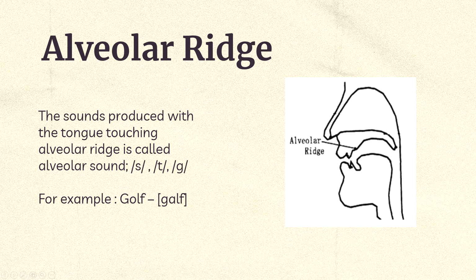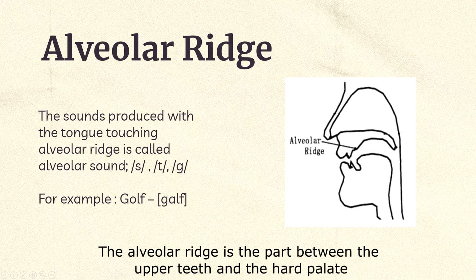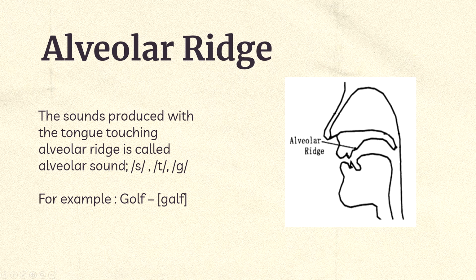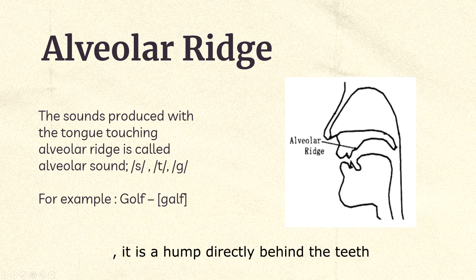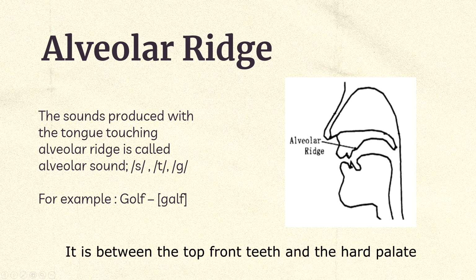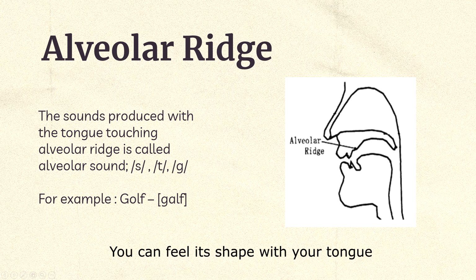Alveolar ridge. The alveolar ridge is the part between the upper teeth and the hard palate. It is a hump directly behind the teeth. It is between the top front teeth and the hard palate. You can feel its shape with your tongue.